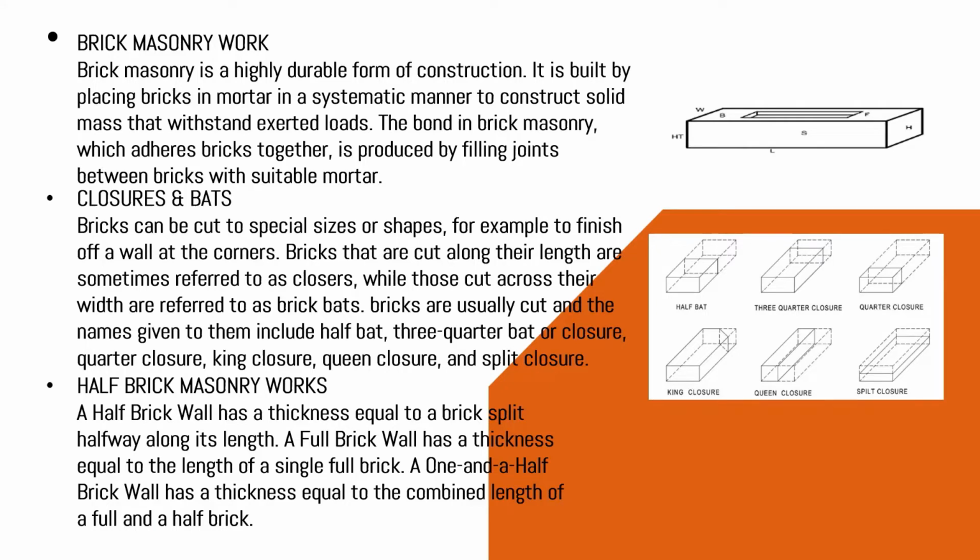Half brick masonry works. A half brick wall has a thickness equal to a brick's width, which is half its length. A full brick wall has a thickness equal to the length of a single full brick. A 1.5 brick wall has a thickness equal to the combined length of a full and a half brick.